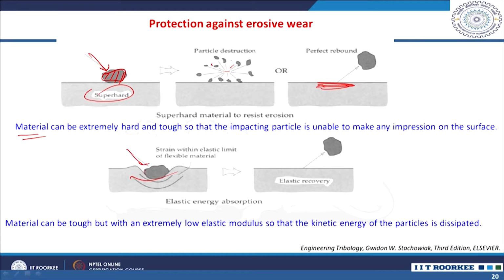So, you see the particle impinges on this material, and the strain stays within the elastic limit of the flexible plastic material. So, the energy is absorbed. Because of this energy absorption, you do not find any permanent damage on the material surface. So, erosive wear can be protected against by choosing a material which is extremely hard and tough, or a material which is tough with an extremely low elastic modulus. In both conditions you can have a protection against the erosive wear.